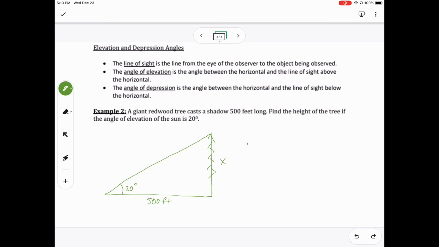So from here, I have the opposite and the adjacent side. So I'll write a tangent equation. So tangent of 20 equals x divided by 500. And then I just solve. So by multiplying both sides by 500, I get x equals 181.99 feet for the tree.